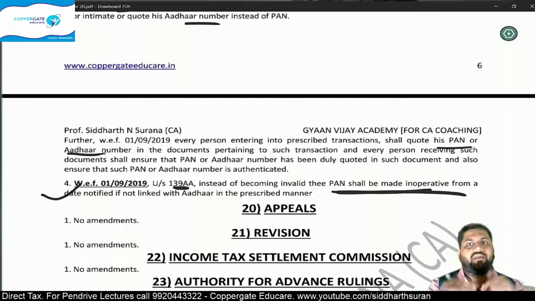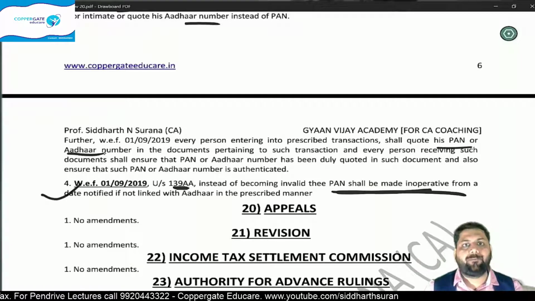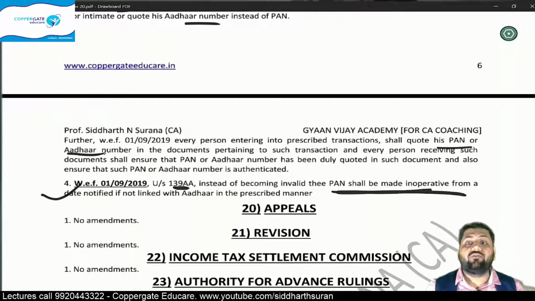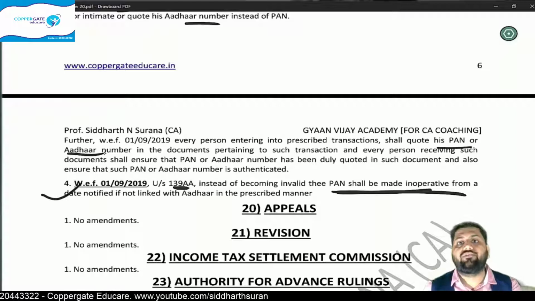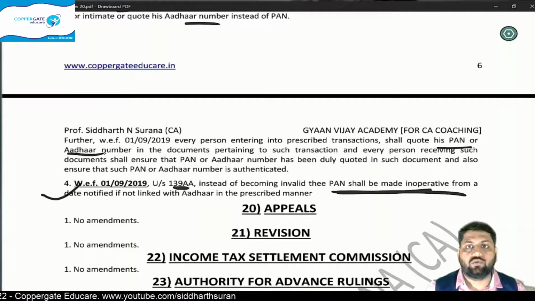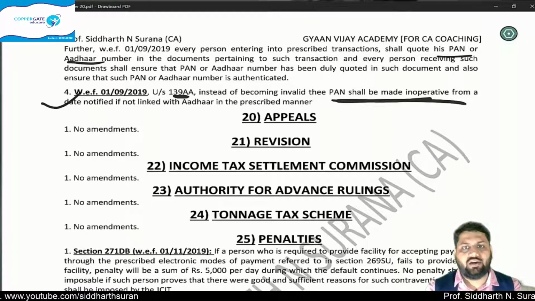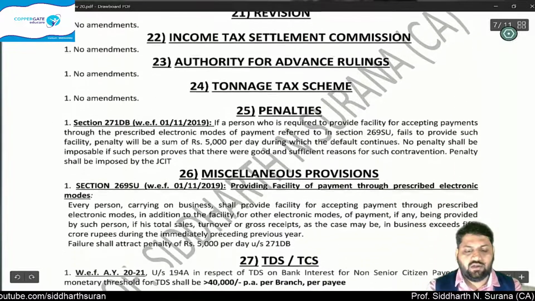So quoting your Aadhaar number is as good as quoting your PAN, and therefore we are slowly and gradually doing away with the need or the requirement of having a permanent account number. We will be maintaining all our database through Aadhaar only. These are the few amendments in the assessment chapter. In appeals, revision, settlement commission, advance ruling, tonnage tax scheme, there is no amendment.